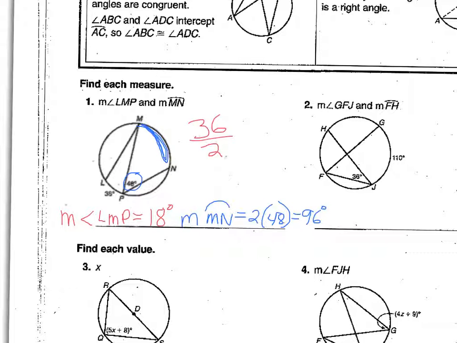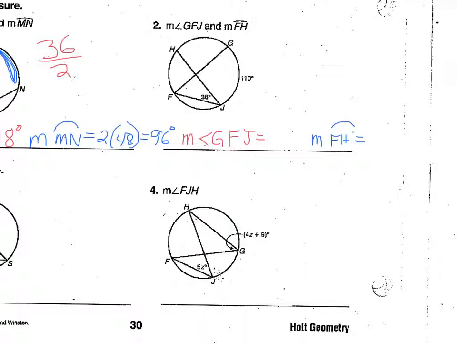Okay, now go ahead and try problem number 2. They want the measurement of the angle GFJ and the measurement of the arc FH. Try those two, please. Chris, would you please give me the answer for the first one? What is the measurement of the angle GFJ?